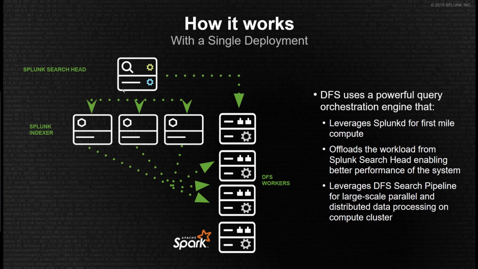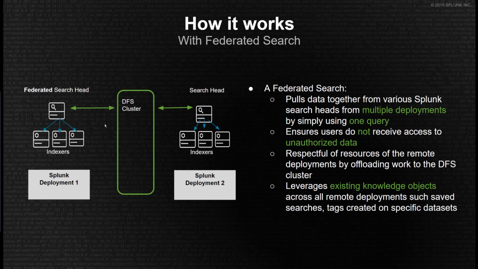The typical Splunk components still exist, such as search heads and indexers. The addition of DFS worker nodes allows for search processing loads to be pushed to a compute cluster, so that the processing and memory requirements do not cause a bottleneck at the search head or indexers. If you have multiple Splunk deployments, they can leverage these DFS workers for federated searches across deployments, which is much more efficient and secure. Why is this important?